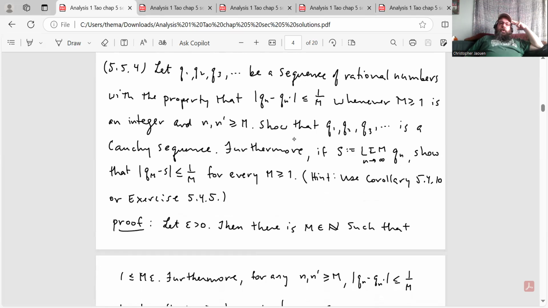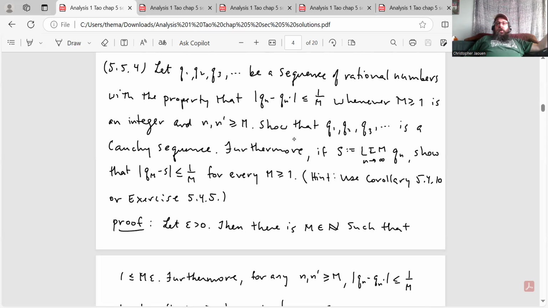Let q1, q2, q3, dot dot dot be a sequence of rational numbers with the property that the absolute value of qn minus qn prime is less than or equal to 1 over m, whenever m is greater than or equal to 1 is an integer, and n prime is greater than or equal to m. Show that q1, q2, q3, dot dot dot is a Cauchy sequence.